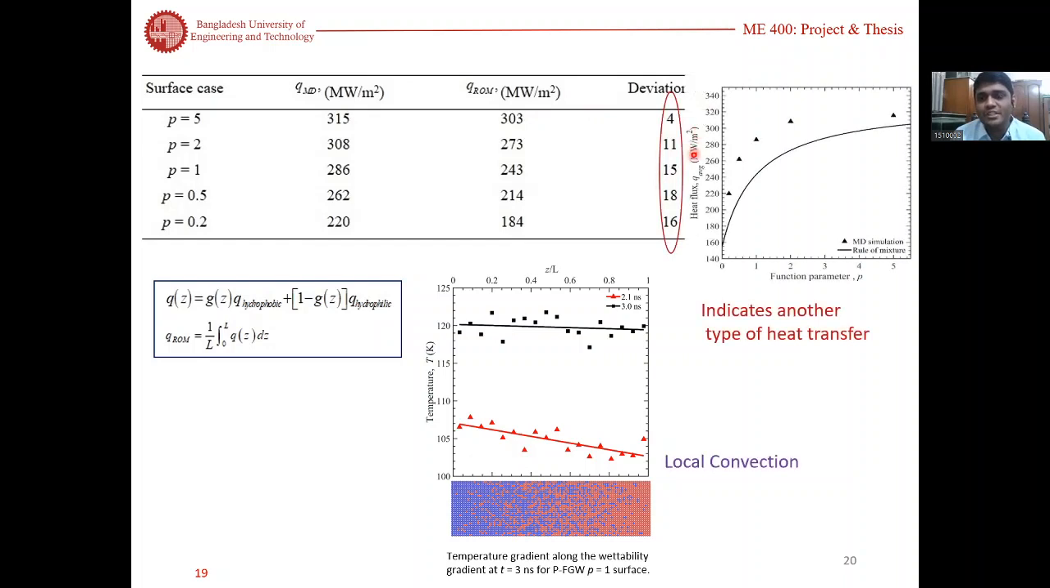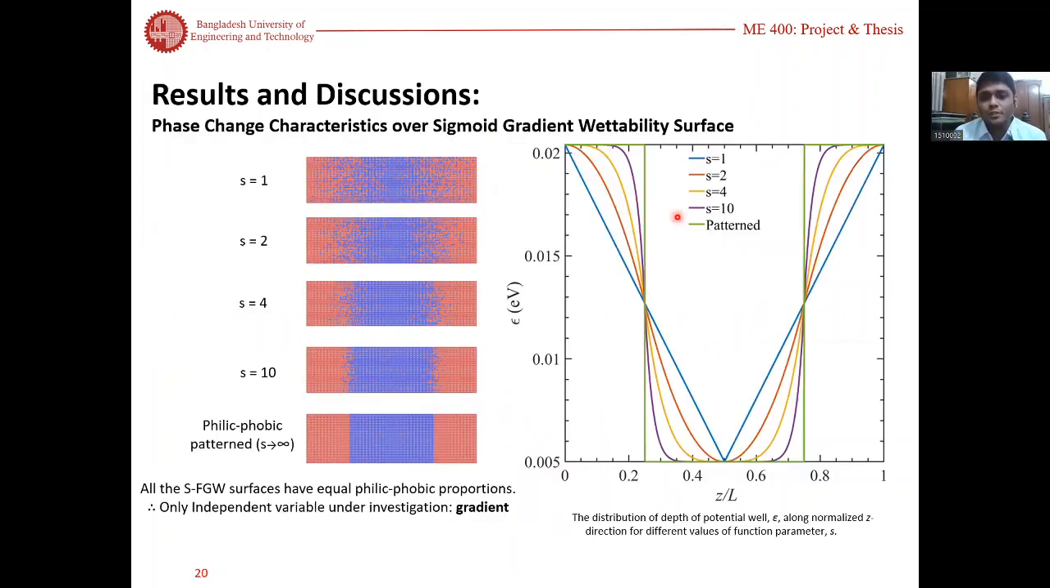We find a deviation. This deviation indicates that there occurs another mode of heat transfer. We call it local convection heat transfer, and this occurs due to the temperature gradients on the substrate. Now, I'd like to ask Mohammad Sajidul to continue.